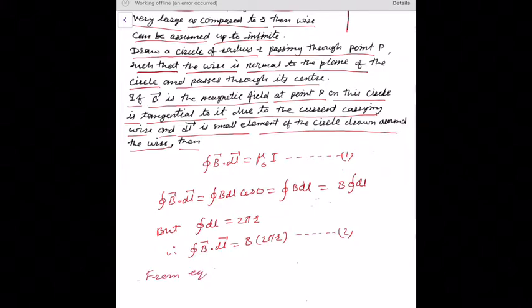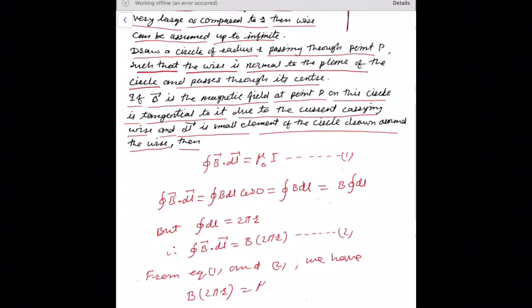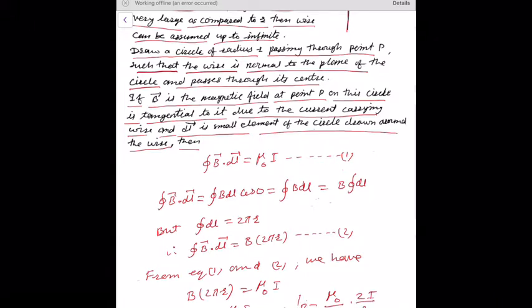From equations 1 and 2 we have B into 2 pi r is equal to mu naught I, or B is equal to mu naught I upon 2 pi r, or we can write B is equal to mu naught upon 4 pi into 2I upon r.